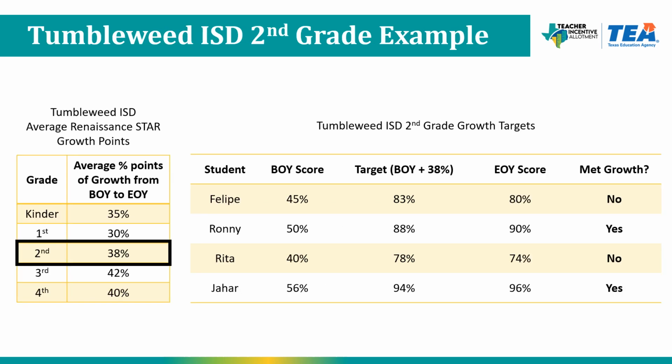In this 2nd grade example from Tumbleweed Elementary, we can see that a 30% increase is expected for growth to be met for this class. Notice how Ronnie was able to exceed his growth goal with 90%, but Rita missed her growth goal by 4%. Districts will need to consider if this model may be the best fit for all of their students, and at times could lead to an expected growth score that is over 100%.